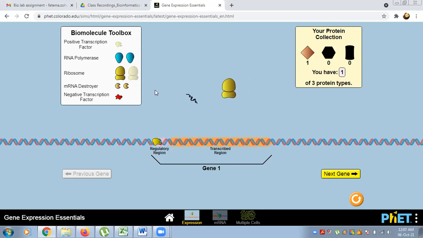After you are done, you need to destroy the mRNA. Place the thing back. Place the ribosome back. Place the regulatory, the positive transcription factor back. Yes, moving to the next gene.